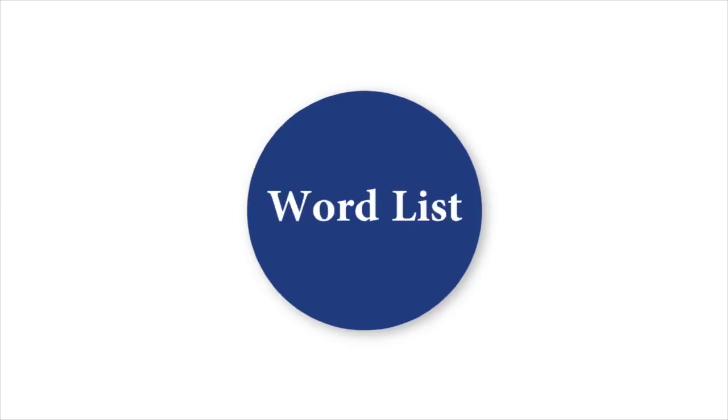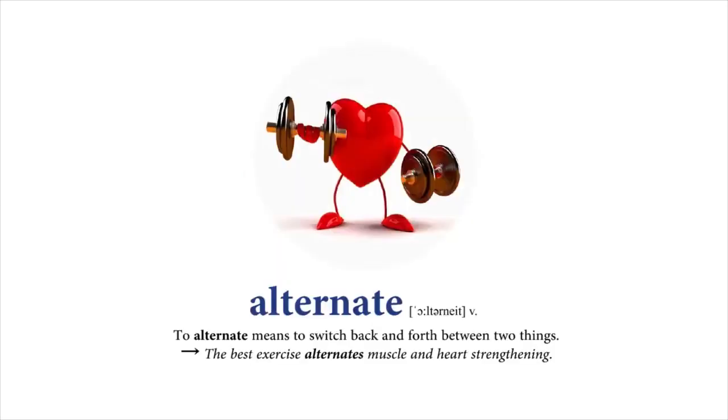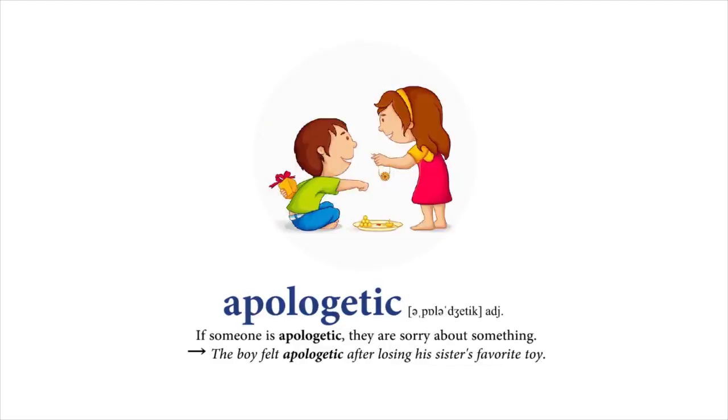Unit 5. Word list. Alternate. To alternate means to switch back and forth between two things. The best exercise alternates muscle and heart strengthening. Apologetic. If someone is apologetic, they are sorry about something. The boy felt apologetic after losing his sister's favorite toy.